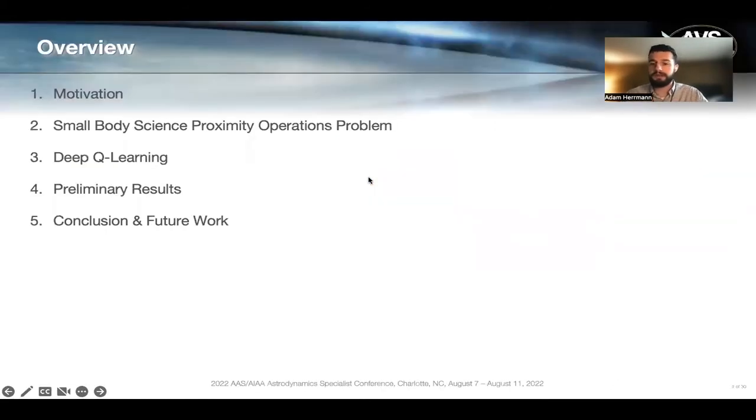So a quick overview of the presentation. Going to go through the motivation for my work in general, but specifically this problem. Then I'll discuss the small body science proxops problem we've selected, discuss deep Q learning, the algorithm we use to solve it, and then present some preliminary results on both deep Q learning and a reference mission scenario we developed. And then I'll end with conclusions and future work.